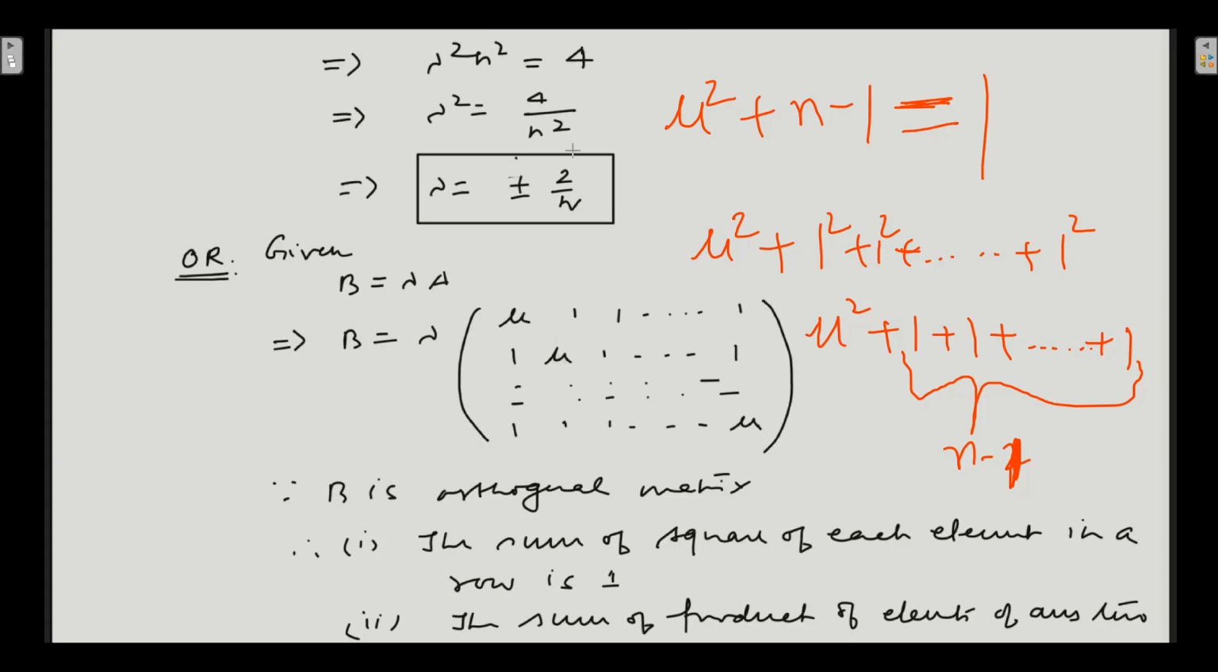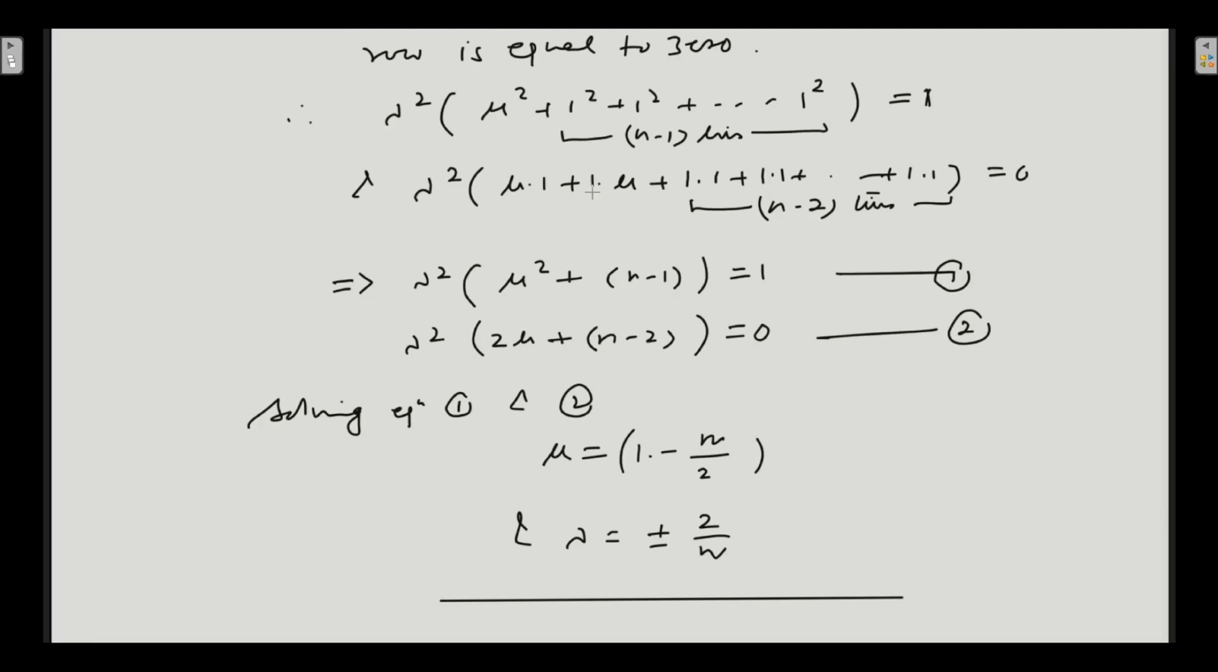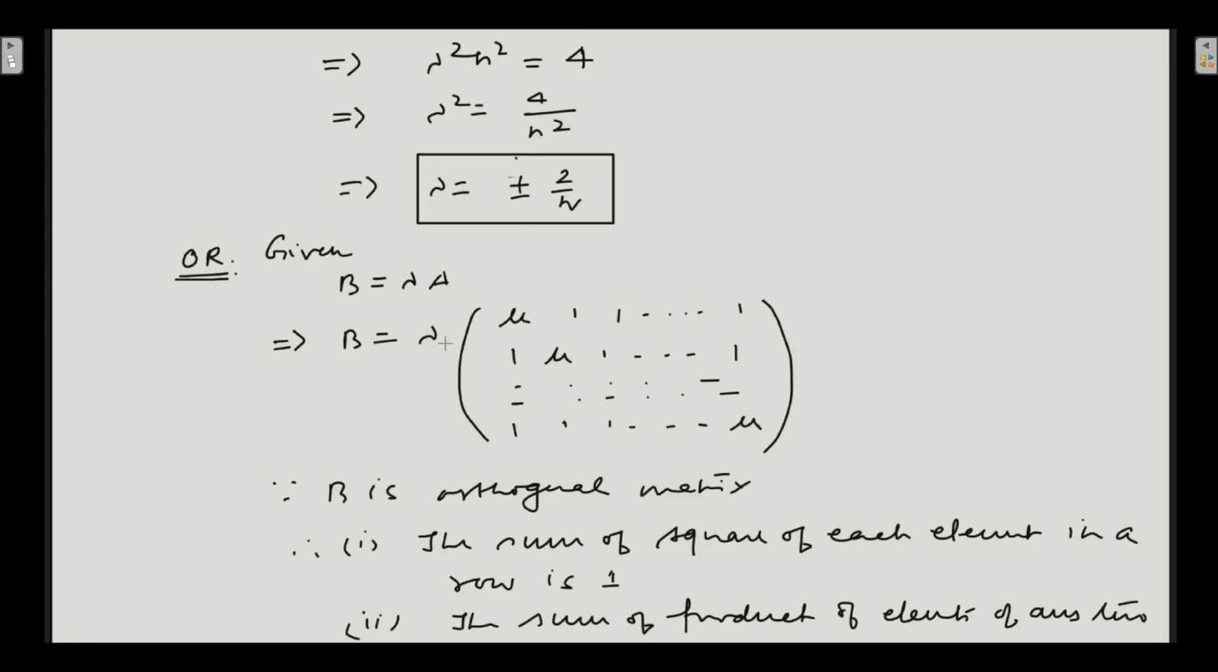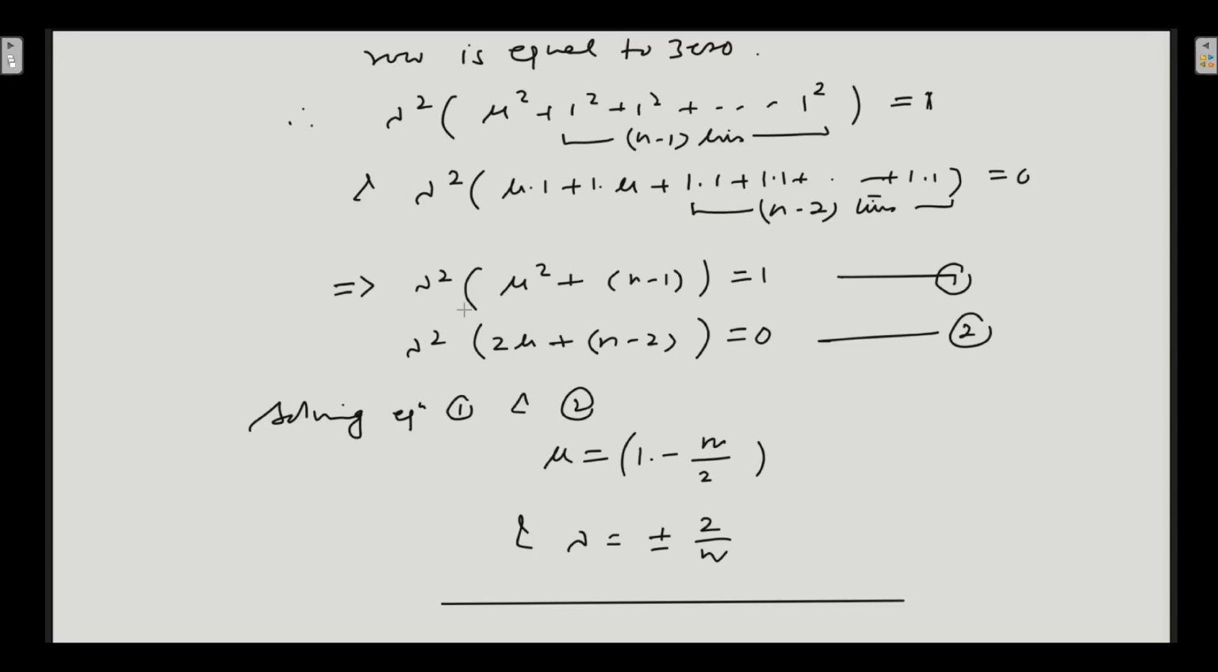Now if you apply this condition over the second row, third row and up to the last row, you will get the same equation. So from the first condition we got this particular equation, mu square plus n minus 1 is equal to 1. And lambda square is also there, which I forgot to tell you, because this lambda is outside, so it will get multiplied with each of these elements. So the first equation which we will get is lambda square multiplied by mu square plus n minus 1 is equal to 1.